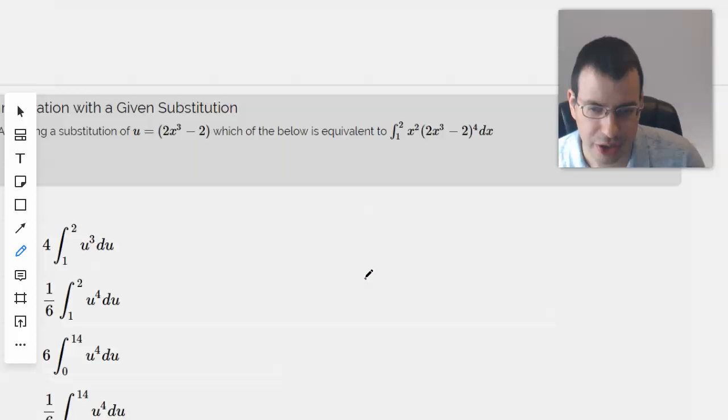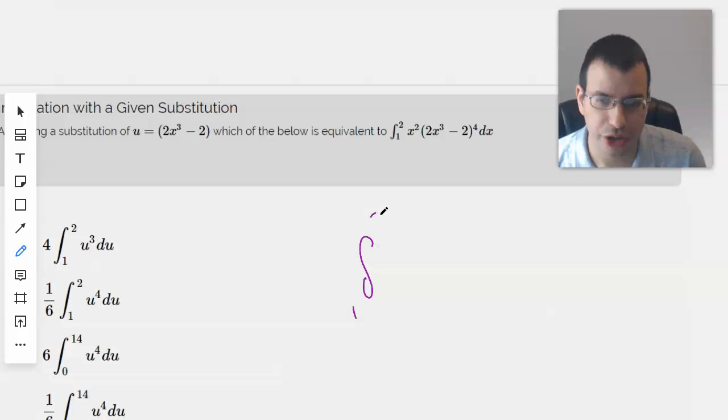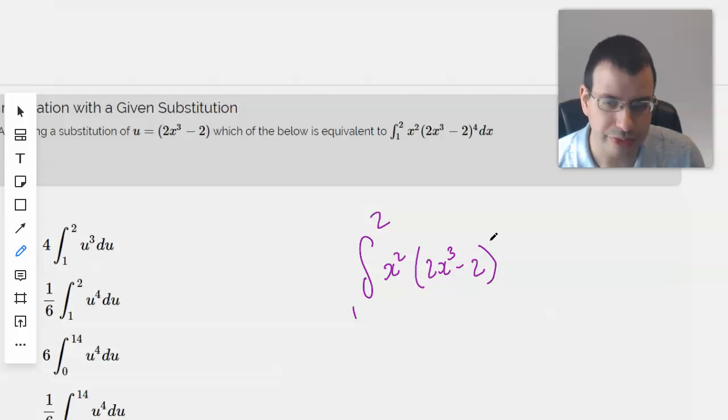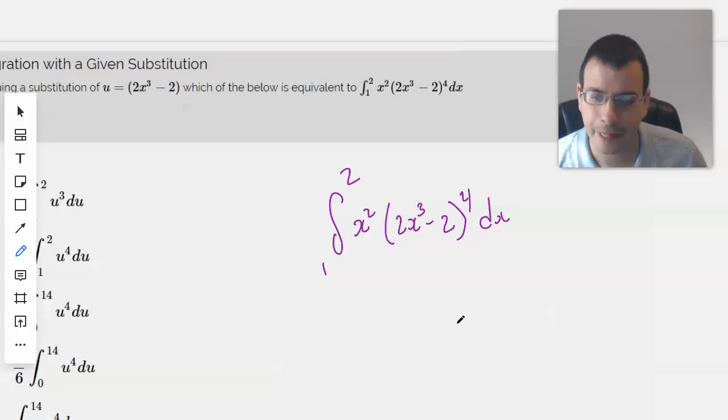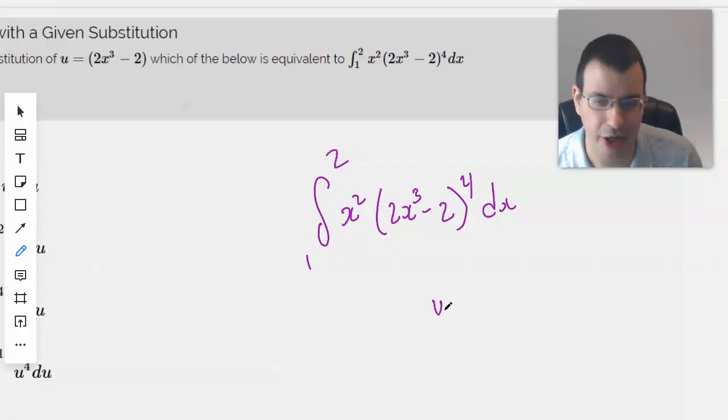I'm going to rewrite this for clarity: the integral from 1 to 2 of x squared times (2x cubed minus 2). I know I say for clarity, but my handwriting is terrible. And then they say we're going to do the substitution of u equals 2x cubed minus 2.